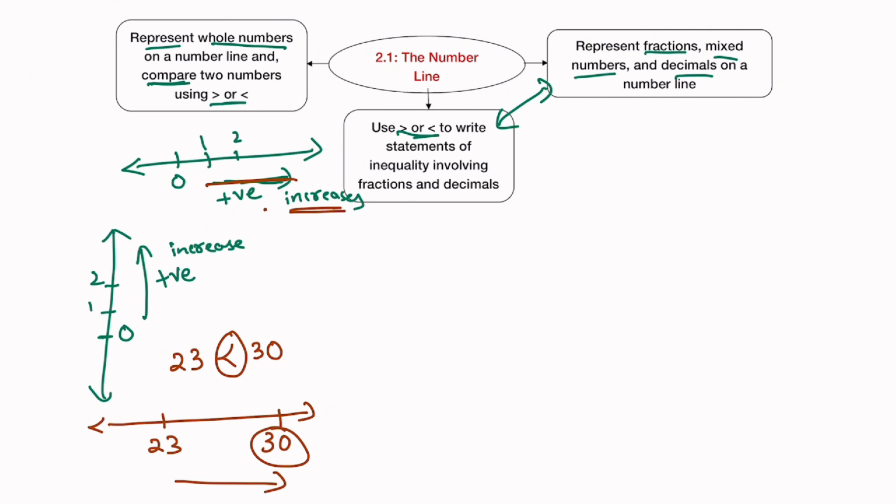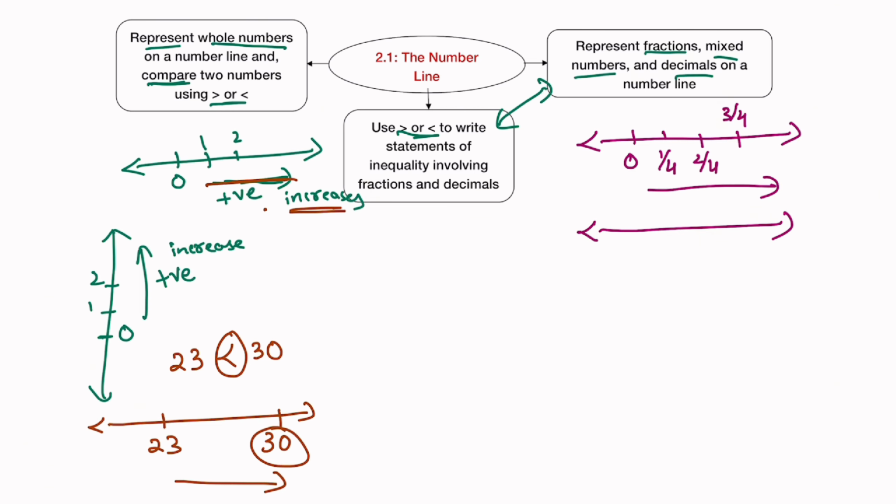Now the second part, represent fractions, mixed numbers, and decimals on a number line. Here also you can have horizontal and vertical both, right? So let's say this is our horizontal line. If we have 0 here and we have fractions, for example, we say 1/4, then we have 2/4, we have 3/4, and so on and so forth. So again, it increases this way, right? If we have the decimals here, we say 0, let's say 0.5, then we have 1, then we have 1.5. Same process, it increases that way.